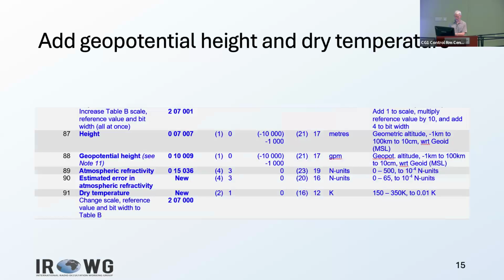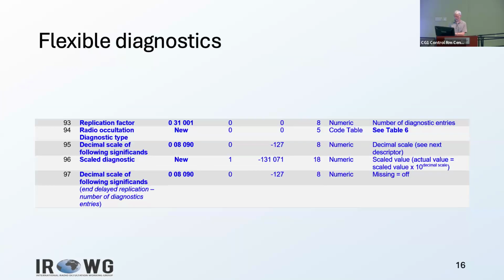The step 2A reflectivity data, we have added geopotential height and also dry temperature as diagnostics. We don't expect anybody to actually assimilate dry temperature, but they could be used as a validation measure. We have also here increased the accuracy of the whole block here, so that the height and the geopotential height, the reflectivity and so on, they are now about 1 order of magnitude more precise than they were before, which also matches what it is in bending angle more or less. Also in the reflectivity section, we have these flexible diagnostics. So that's the same kind of sequence as in the bending angle section.